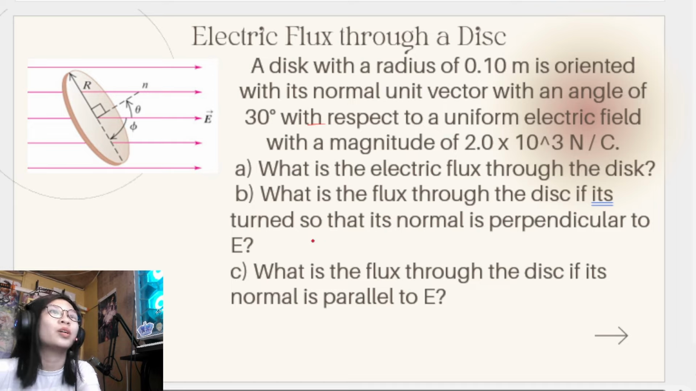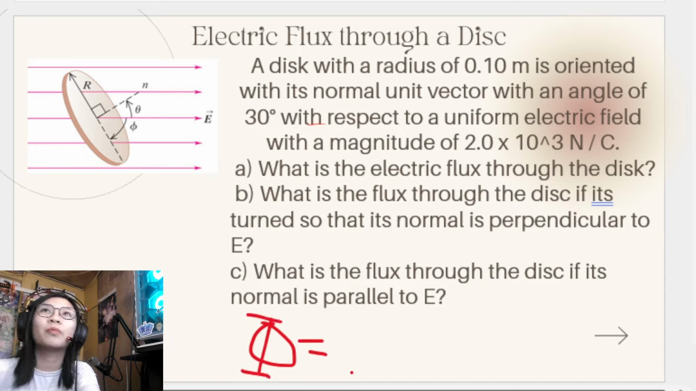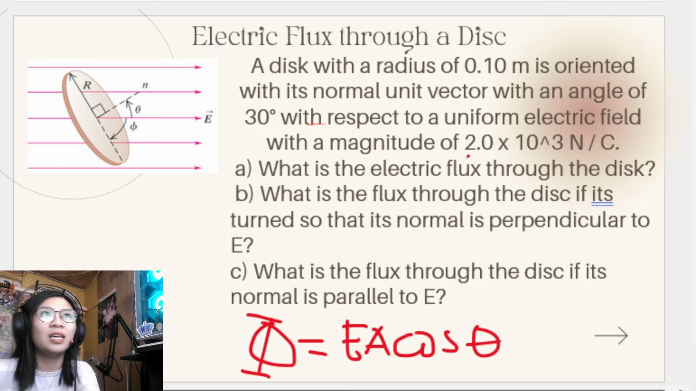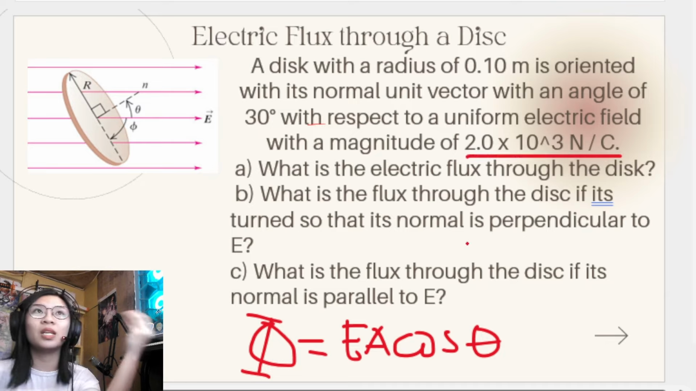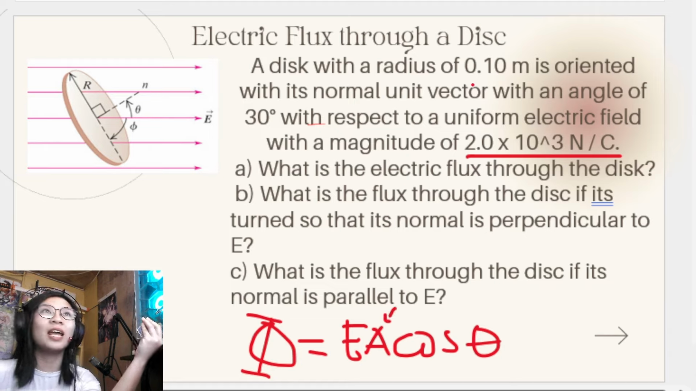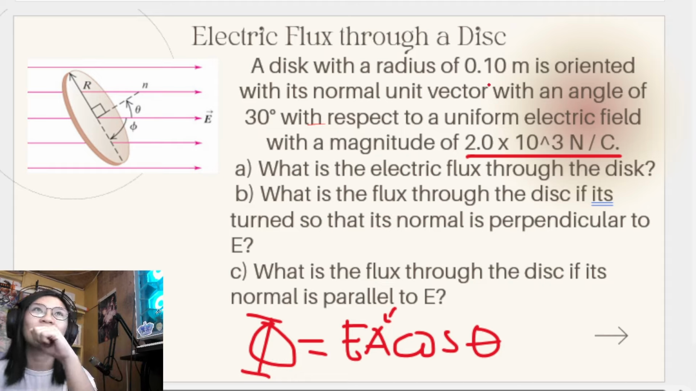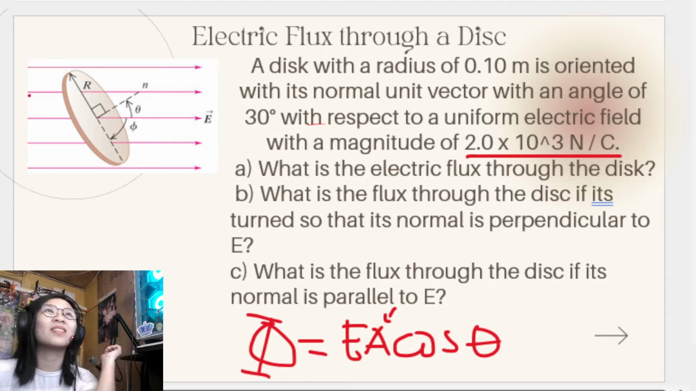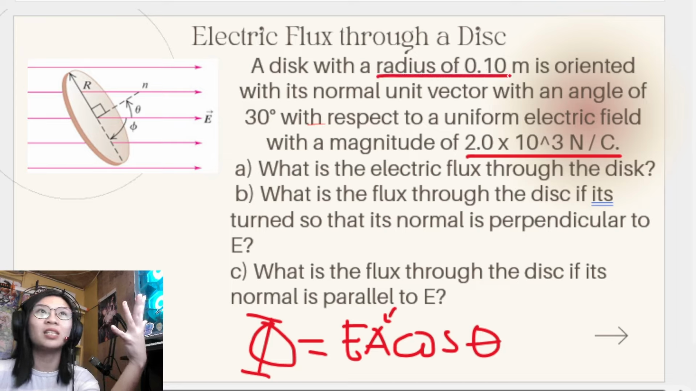Okay? So we are going to use the flux formula. That will be E A cosine theta, where your E is this Newton per Coulomb. So 2.0 times 10 raised to 3 Newton per Coulomb multiplied by your A. Your A, you still have to solve for it, because this is a disk, and what was given is just the radius of your disk.